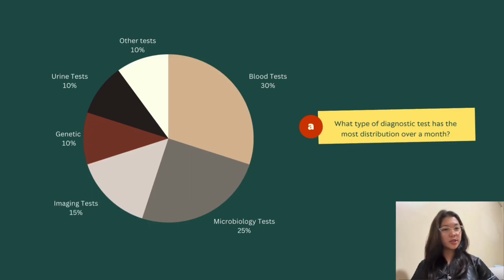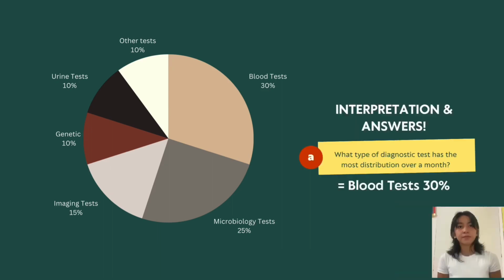So the first question is, what type of diagnostic test has the most distribution over a month? So as we can see on the pie graph, we have there blood test 30%, microbiology test 25%, imaging test 15%, genetic 10%, urine test 10%, and other tests which has also 10%.